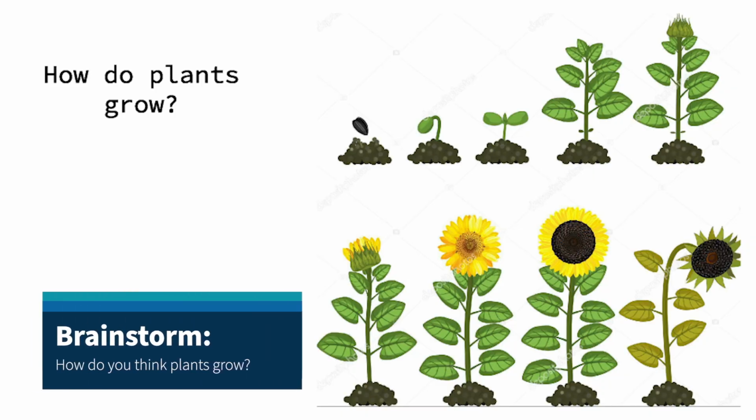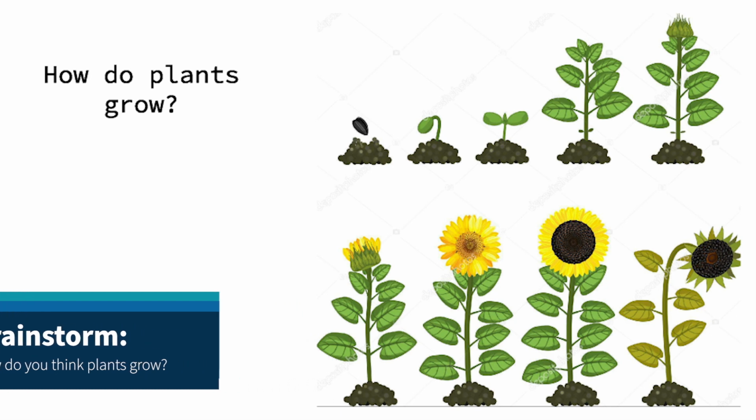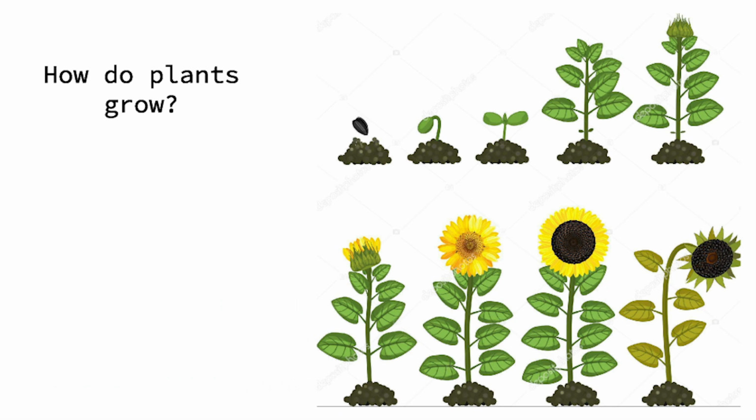So how do you think plants grow? Many plants start with a seed, and that seed grows up larger and larger. They grow leaves. That takes time and energy from the plant. And then oftentimes they'll make a flower where they'll reproduce and then create seeds to start the process over again.